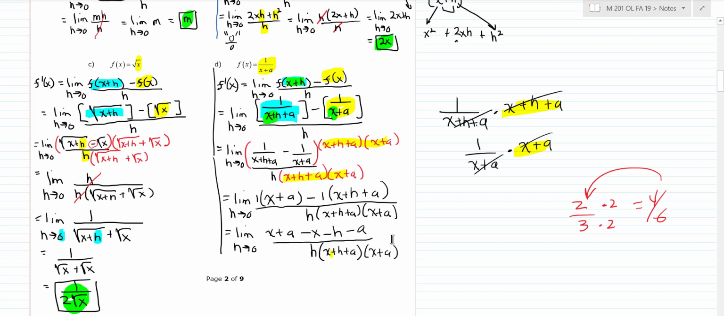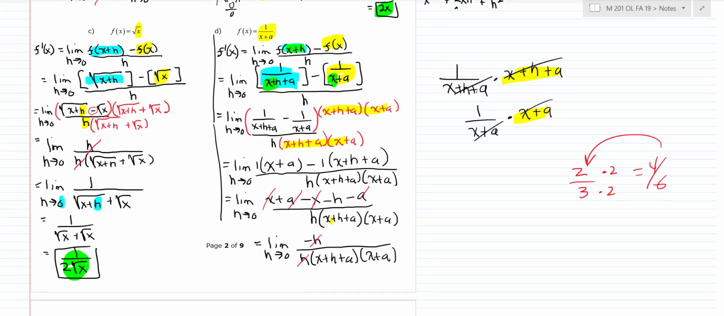And now we're ready to finish up this limit. So notice a lot of stuff cancels out. A's go away, x's go away. Write down what you're left with. So we have the limit as h goes to 0 of negative h all over h times x plus h plus a times x plus a. All right, what happens? H's go away. They always will if you're going to get this limit to work out. Okay, and that's kind of the key.